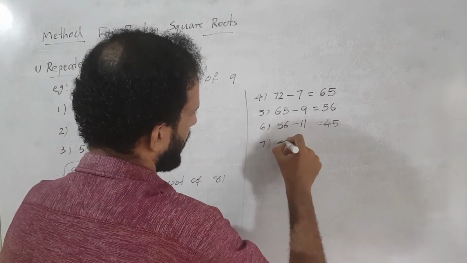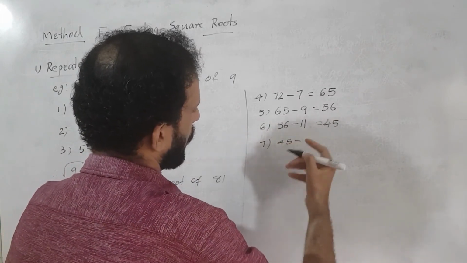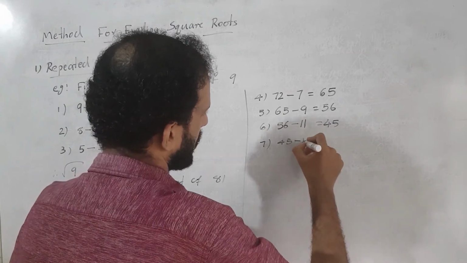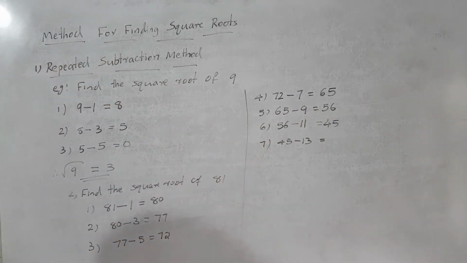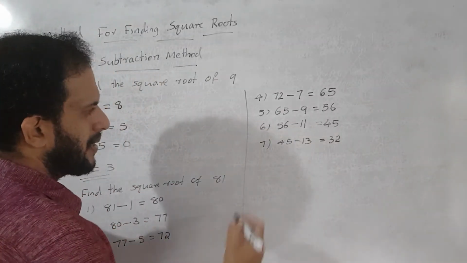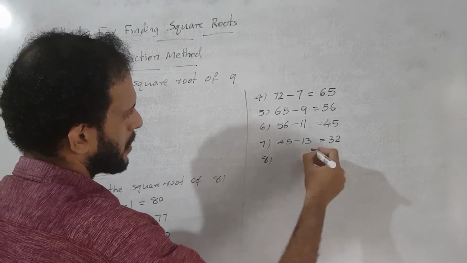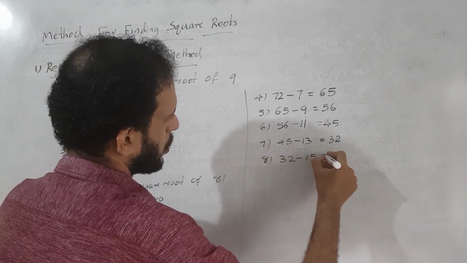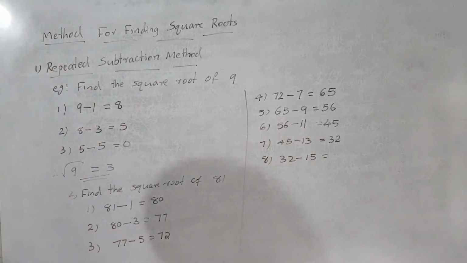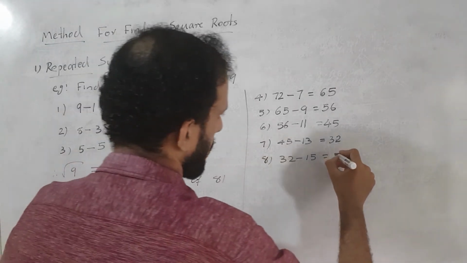Seventh step. 45 minus, after 11 comes 13. Then 45 minus 13. What is 45 minus 13? Yes, 32. Then the next step, eighth step, 32 minus 15. What is 32 minus 15? Yes, that one is 17.